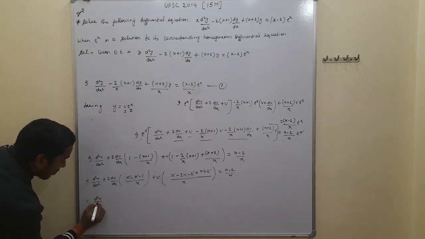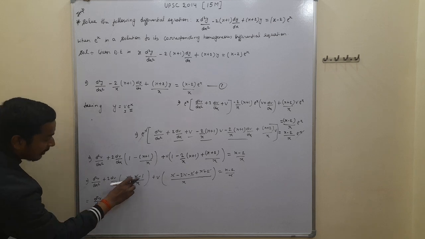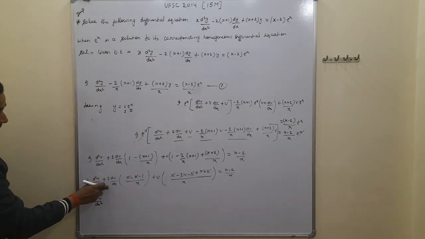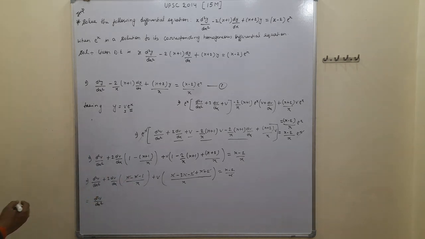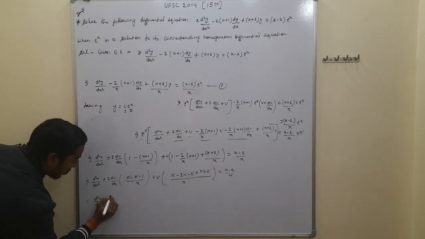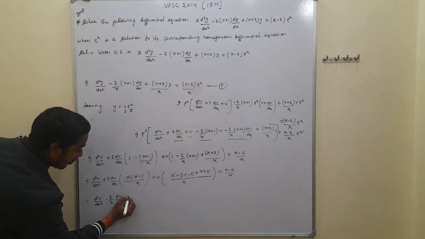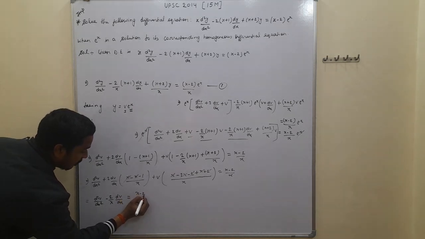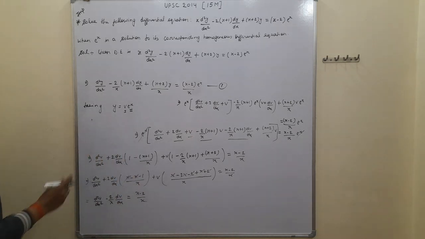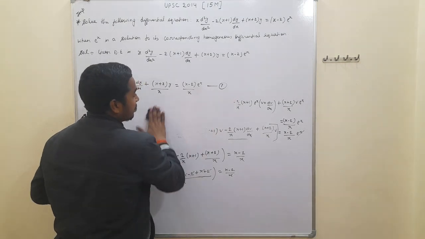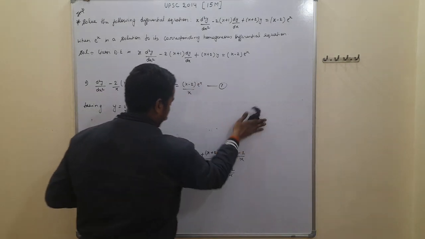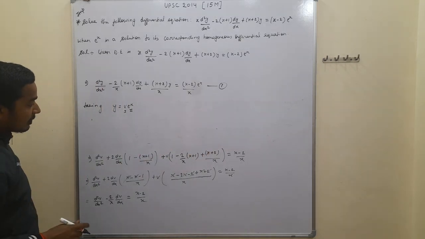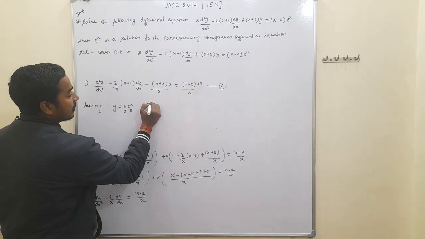d²v/dx², and here minus 1/x multiplied with 2 dv/dx. This is written as minus 2/x dv/dx, and this part becomes 0, equal to (x - 2)/x. And further we have to simplify.